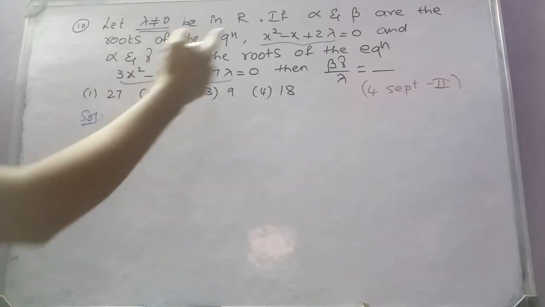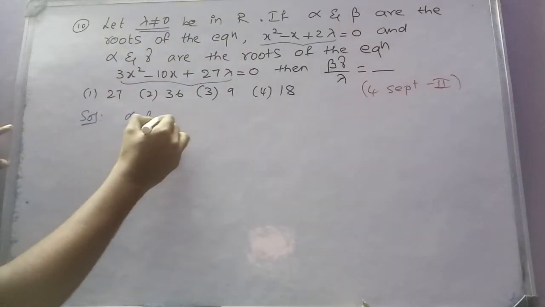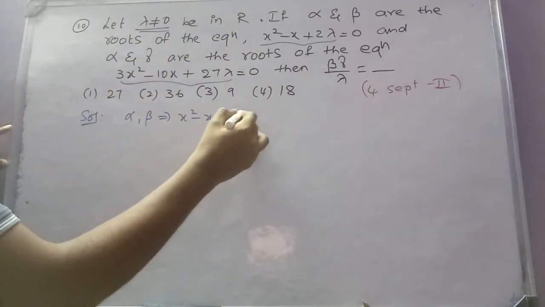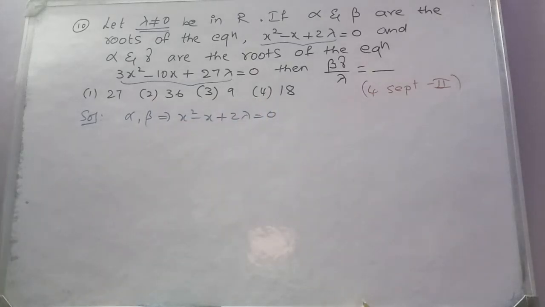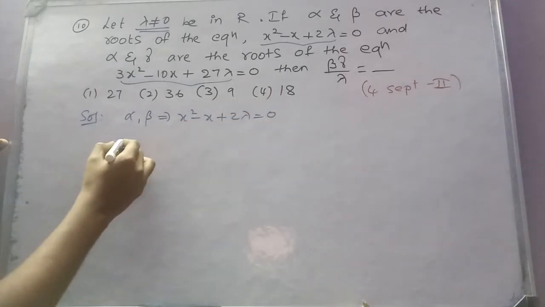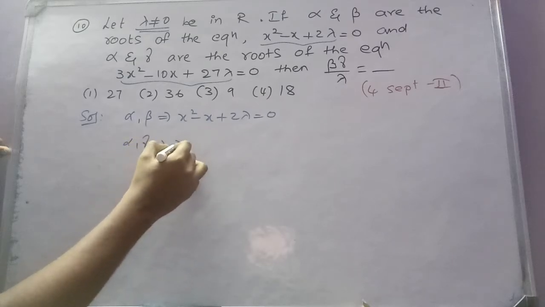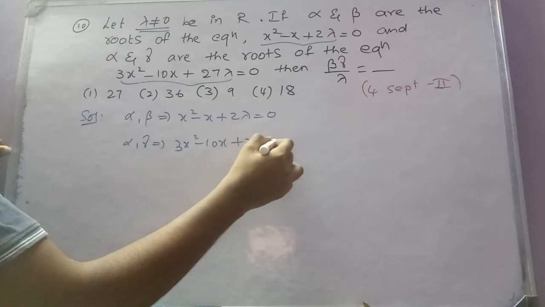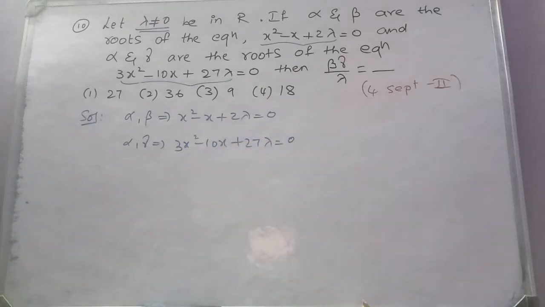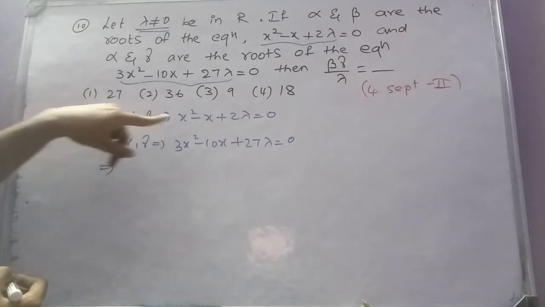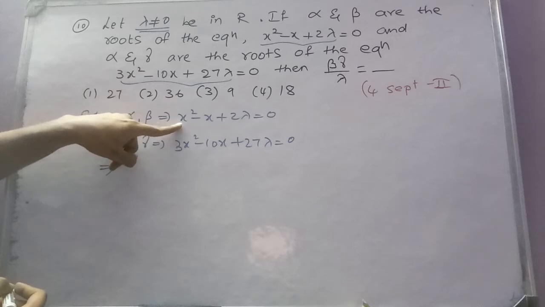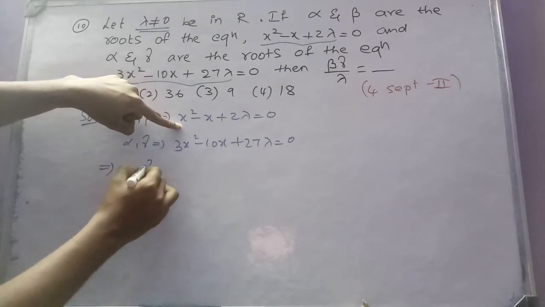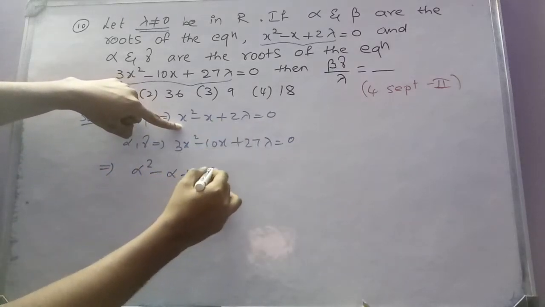First they told that alpha comma beta are the roots of x square minus x plus 2 lambda equal to 0. And at the same time they told that alpha comma gamma are the roots of this one, 3x square minus 10x plus 27 lambda equal to 0. So first of all, both of them have a common root, right? So let us use that common root concept. So if alpha is a root of this equation, I can substitute alpha in place of x. So you'll get alpha square minus alpha plus 2 lambda equal to 0.